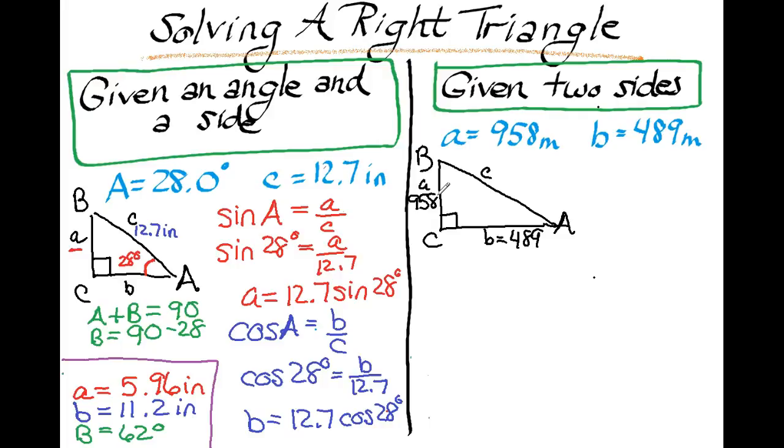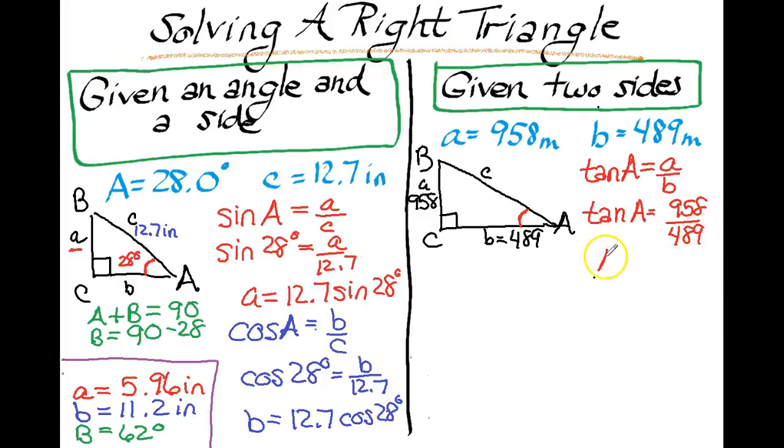So let's solve for angle A first. Well, we're given a and b. A and b, with respect to angle A, have a special trigonometric relationship. A over b is the tangent of A. The tangent of angle A is opposite a over adjacent b. So I don't know angle A, but I do know its ratio, 958 over 489.